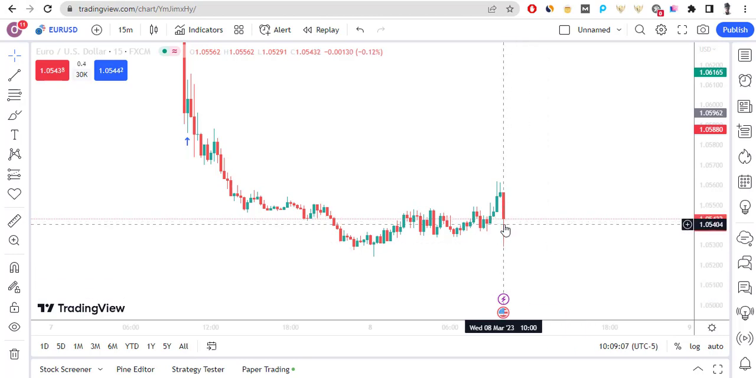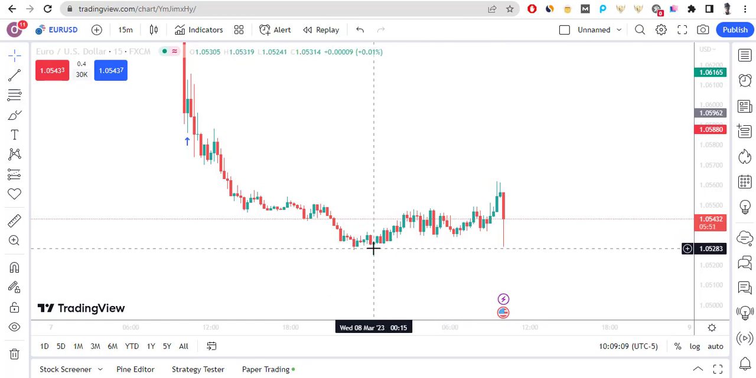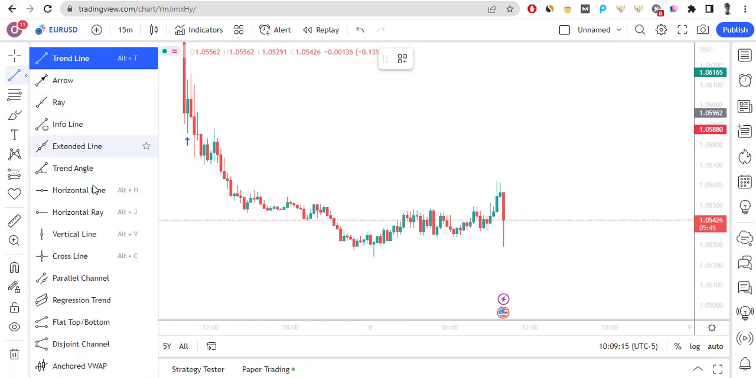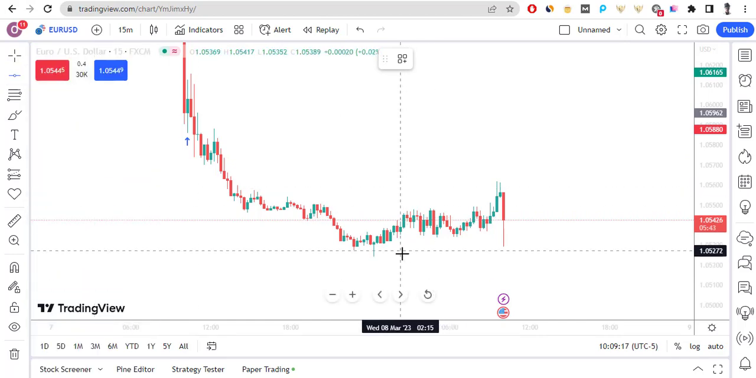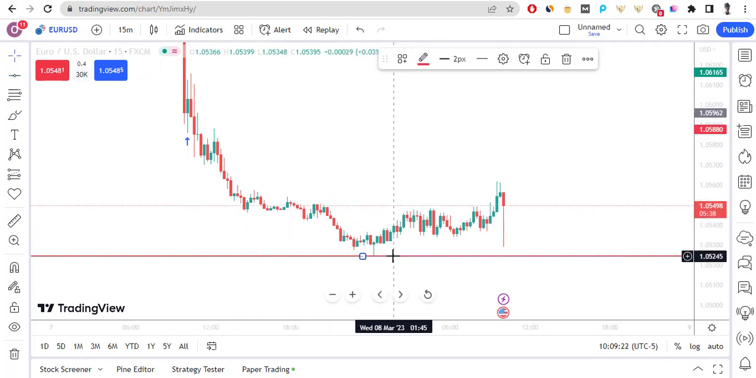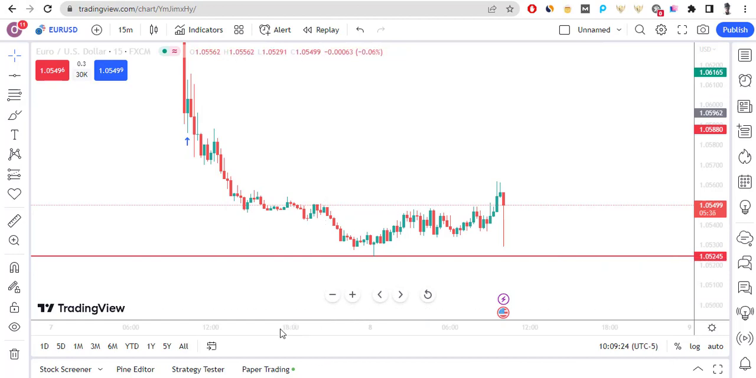Okay? This is support, basically. I'm going to outline it here, a horizontal line. The lowest the market reached, this is support. Okay, guys?